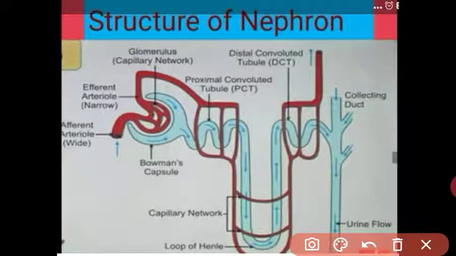These renal arteries are further divided and redivided into arterioles, because each kidney has millions of nephrons, so the renal artery is divided into millions of arterioles. Each arteriole enters the Bowman capsule and is divided into many capillaries. This network of capillaries is called the glomerulus, and again these capillaries rejoin and form the efferent arterioles.